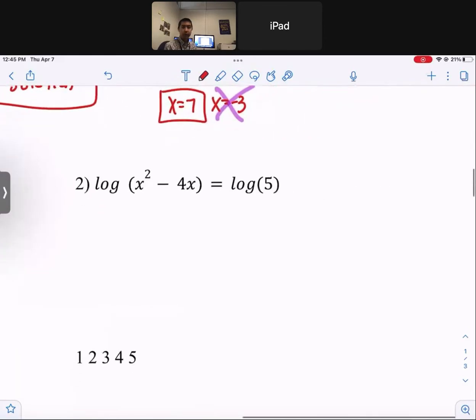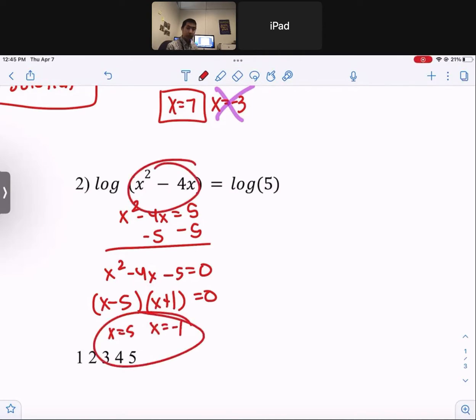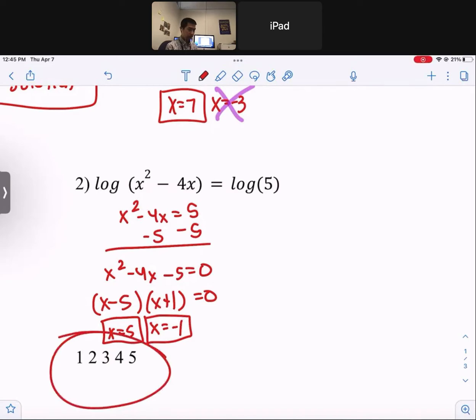Now we have number 2. So we got a log equals a log, so set the arguments equal to each other. Since we're dealing with quadratics, we've got to set the equation equal to 0. So we factor using the x method, x minus 5 times x plus 1, so x equals 5 and x equals negative 1. And if we plug in either of these, you guys, we get positive log values. So both of these will be our answers. And again, scale it from 1 through 5.